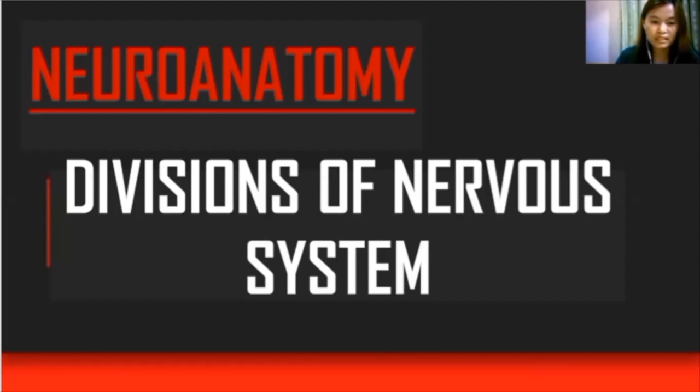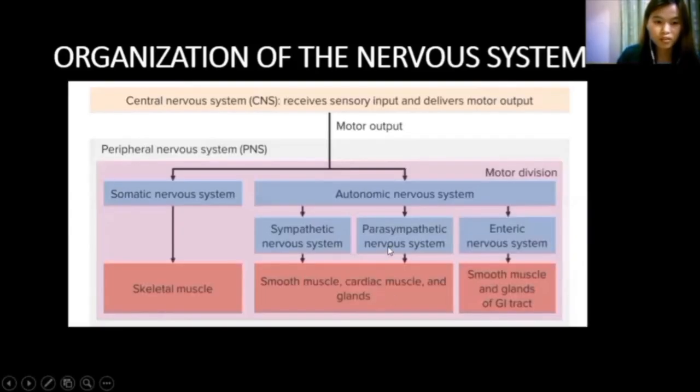So the layout of the nervous system, we have two parts. We have the central nervous system, which consists of the brain and the spinal cord, and also the peripheral nervous system, which consists of the nerves radiating out of the central nervous system. The nervous system is so organized because the central nervous system receives the sensory input and delivers motor output to the peripheral nervous system.